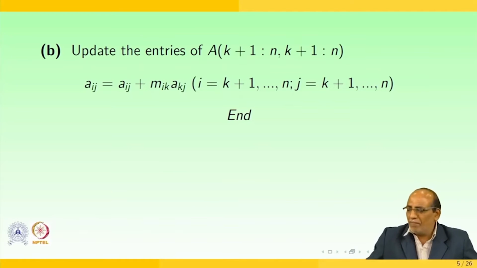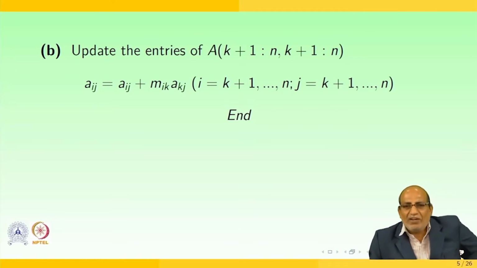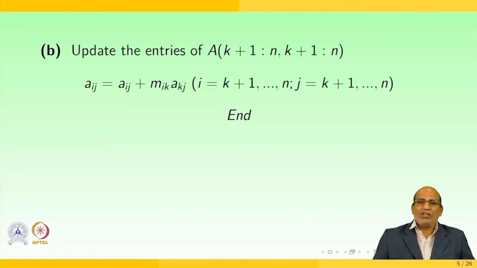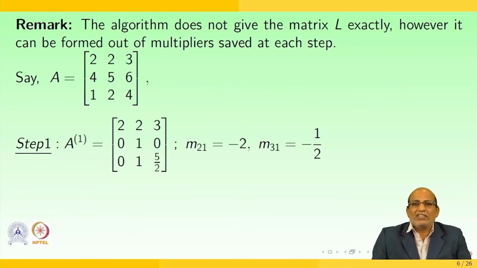So this is a very, very important theorem. Not every matrix A can be decomposed into a product of two matrices L and U. There are certain conditions, which is what we learned as the existence of the LU decomposition. That means all the pivots should be nonzero and the matrix A is non-singular. Then you can write the matrix A as the product of the matrices L and U. Now look at this. What is the remark from this algorithm? The algorithm does not give the matrix L exactly. However, it can be formed out of multipliers saved at each step.